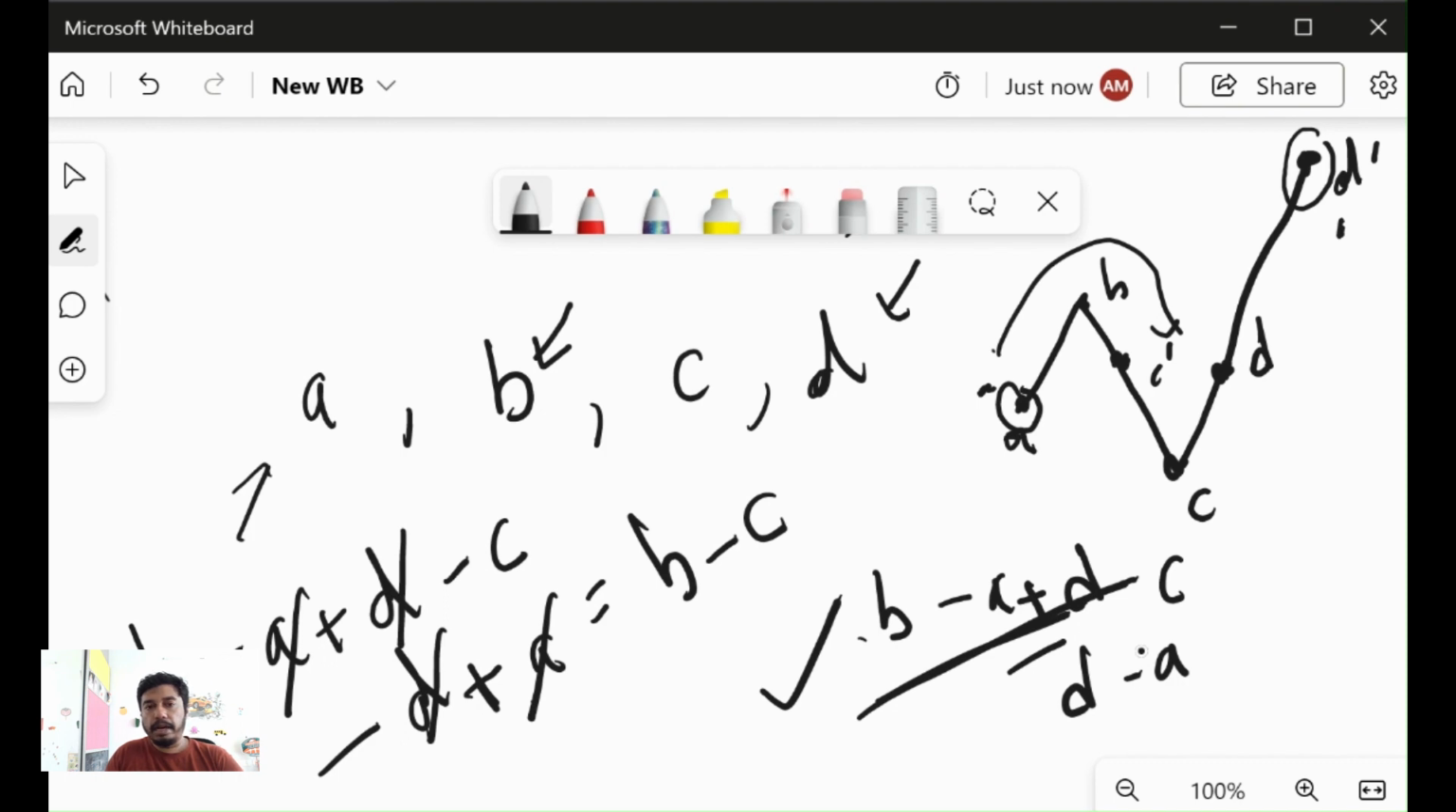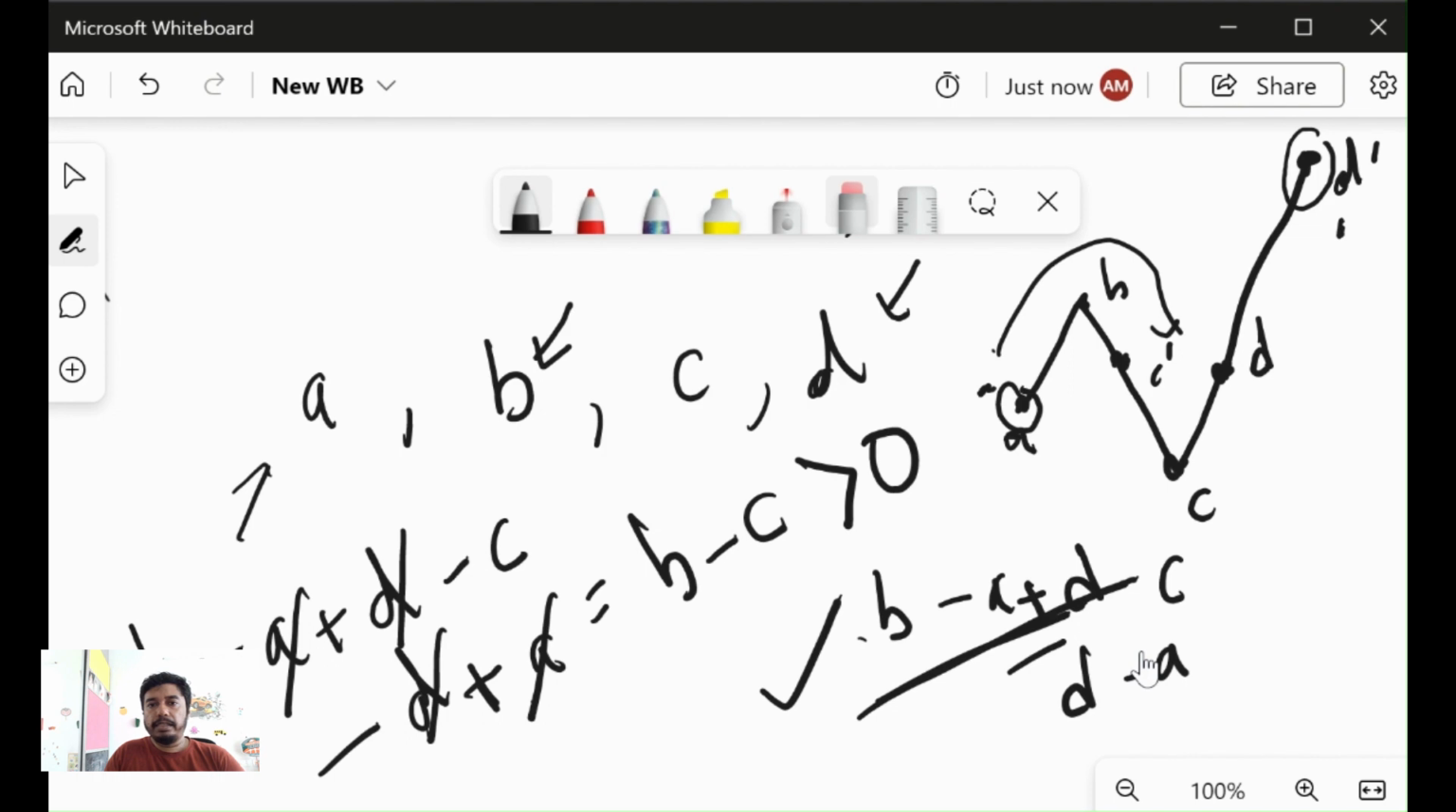Now, according to the definition of the problem, I mentioned that B is greater than C, which implies that this quantity is a positive quantity, correct? So it implies that if I use the strategy where I buy at A and sell at B, and then buy at C again and sell at D, the profit I am making is higher than the profit I could have made by buying at A and selling at D. So this shows that this hypothesis should hold true.